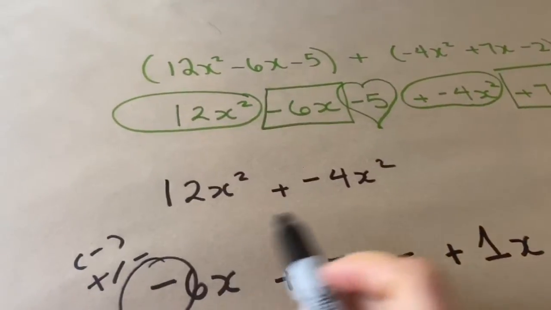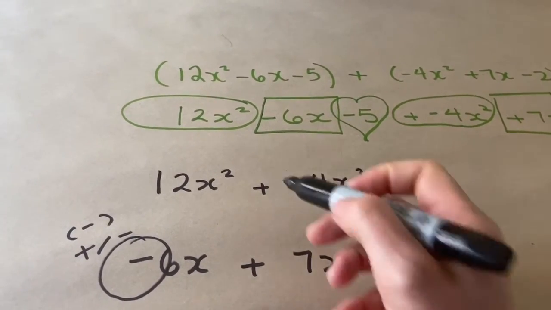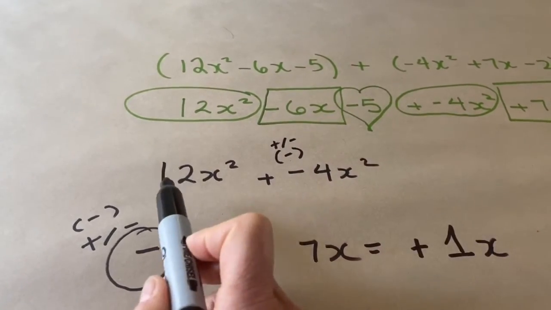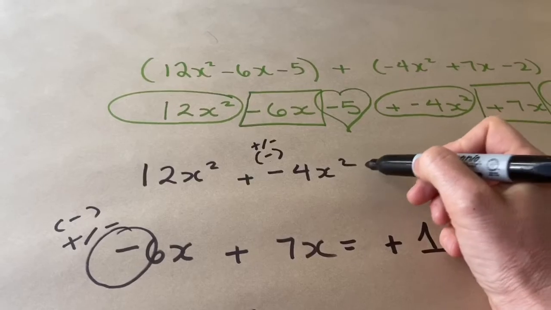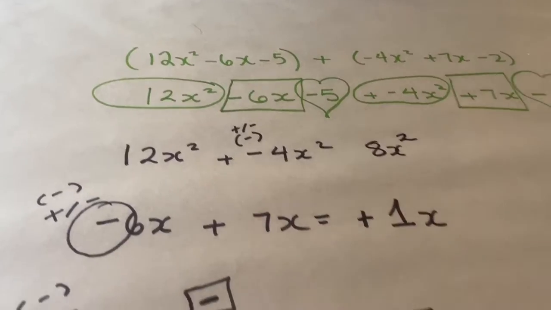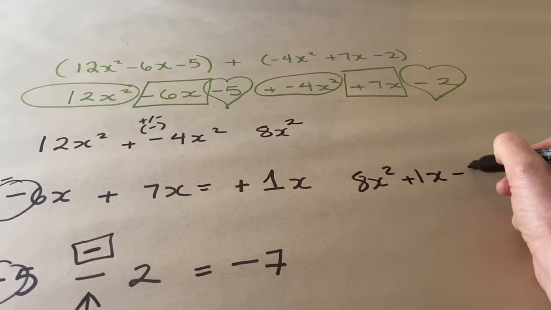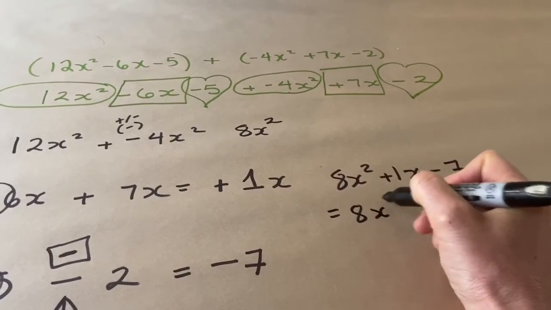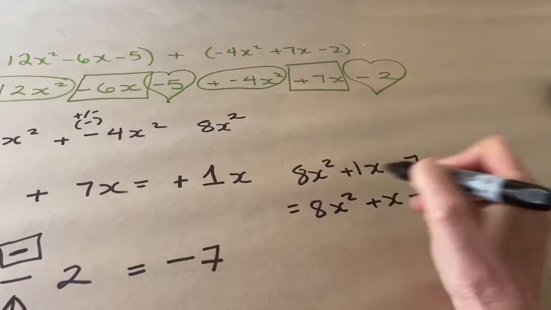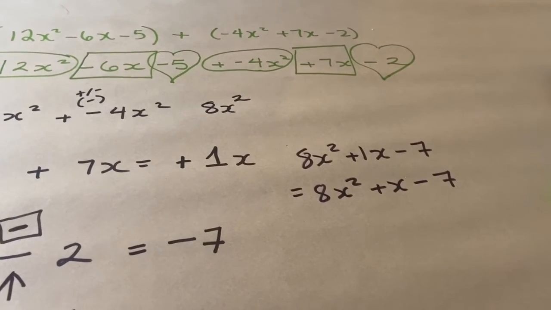And then over here, it's kind of funny. We have 12 plus negative 4. So this right here would be a negative. So we have 12 plus negative 4. That would give me 8x squareds. So I want to put this all together. So it's 8x squared plus 1x minus 7. You might see it just written like this, 8x squared plus x minus 7. You don't need to write down the 1 if it's 1x. You can just write down x. Okay, so that's adding.